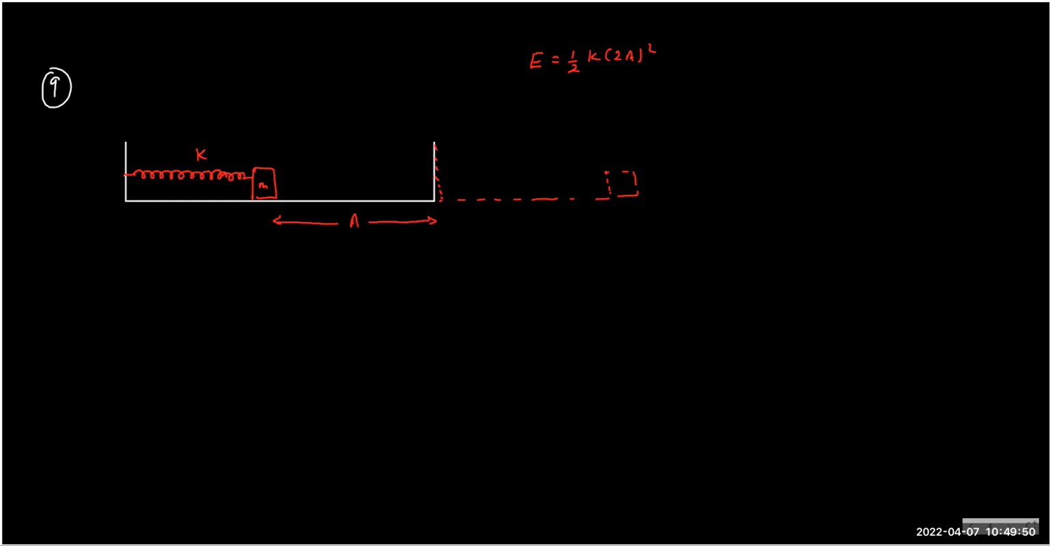So definitely, when you come to the wall, you are already stretched by A. So what is the net compression left? Only A, right? So the potential energy at this instant, before hitting, is how much? Half K A square. So the total energy just before hitting the wall.